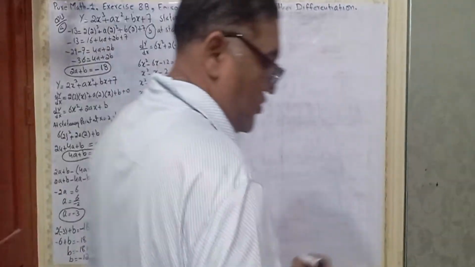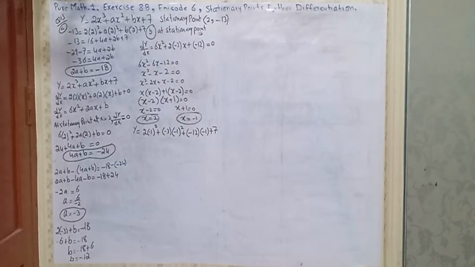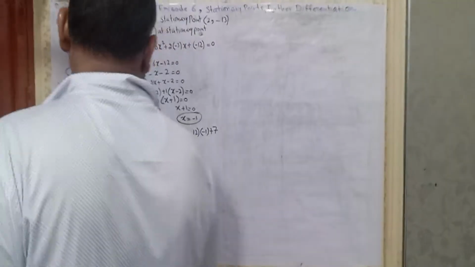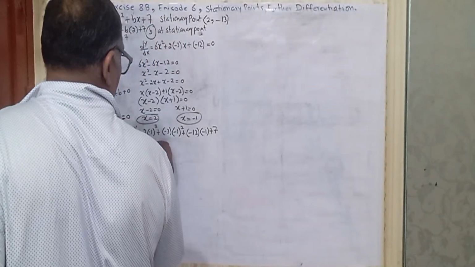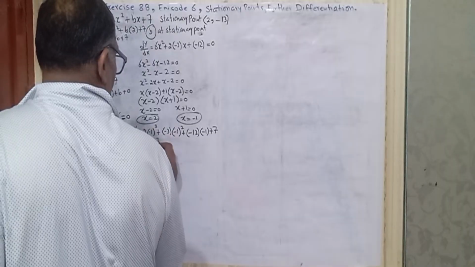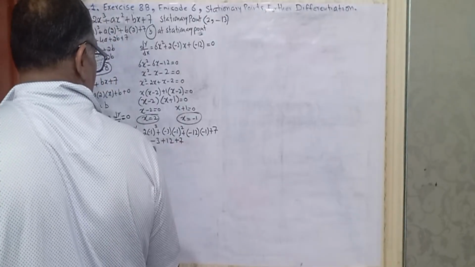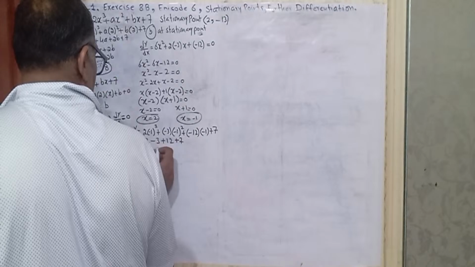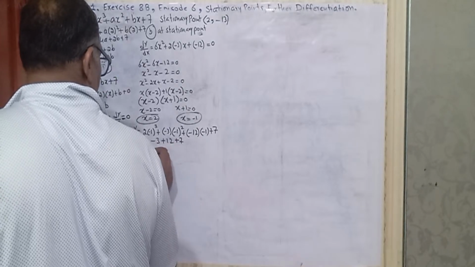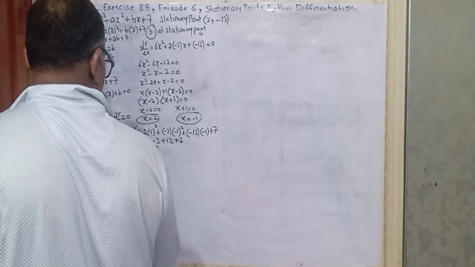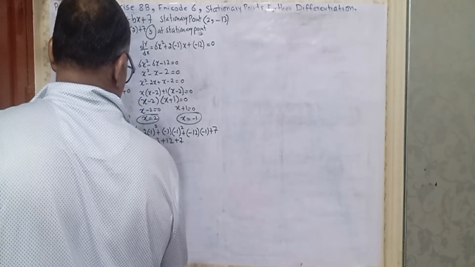Okay, so I'm trying to find the y coordinate of that stationary point. I know the equation of the curve, I know the x of that point, minus 1, and I'm trying to find y. So it will become minus 2 plus 1 minus 3 plus 12 plus 7. So minus 5 plus 12 is 7, plus 7. So y is equal to 14. So the other stationary point, its coordinates are minus 1 and 14.